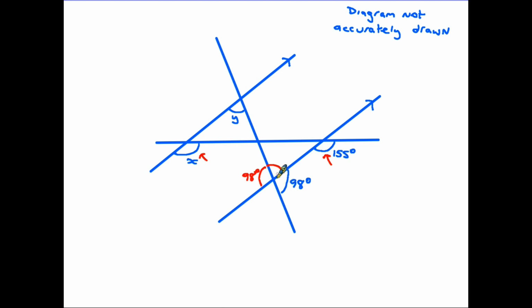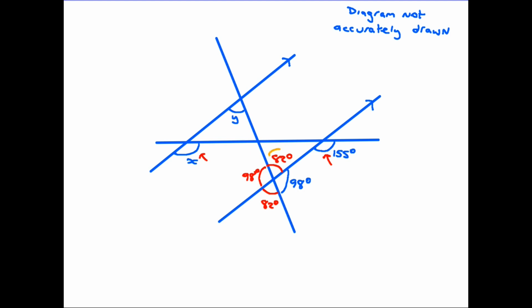So we know they add up to 180, therefore if this angle is 98, then 180 minus 98 gives us 82 degrees. If you want to complete the whole set, opposite angles are equal. This is therefore 82 degrees. Having found these three angles, and you didn't need to, you could have found any one of them, we can then use an option as to how to find y.